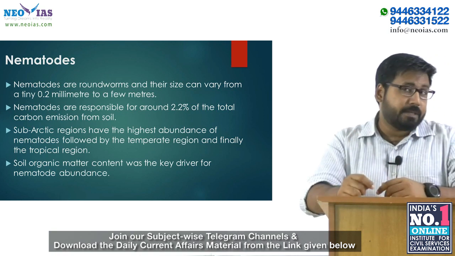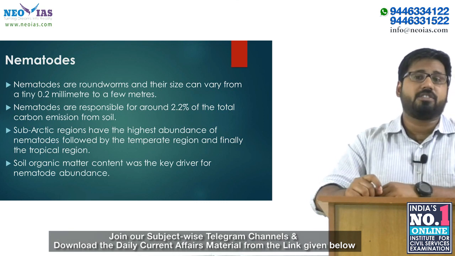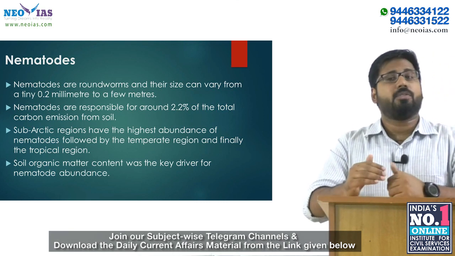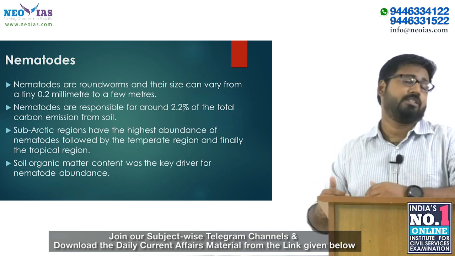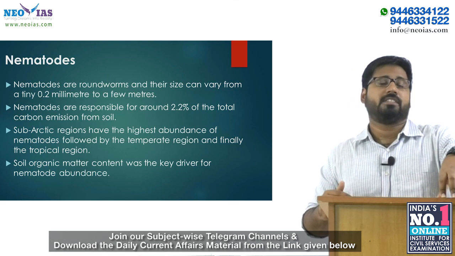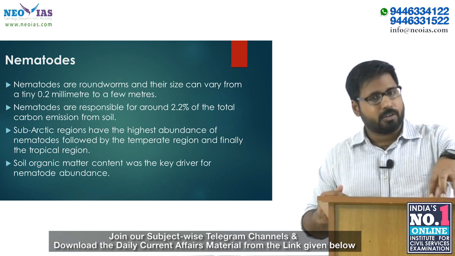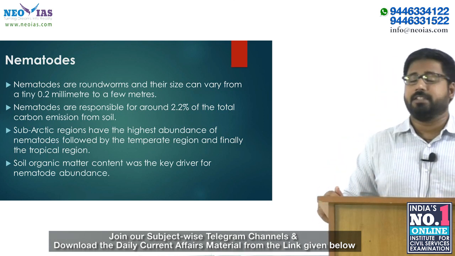At 38% of the total, subarctic regions have the highest abundance of nematodes. Okay, now the temperate regions has the next highest abundance, followed by the tropical regions. So when you see the ranking, the Arctic or the subarctic region will have the highest amount of nematodes, followed by the temperate, and then finally coming to the tropical region.